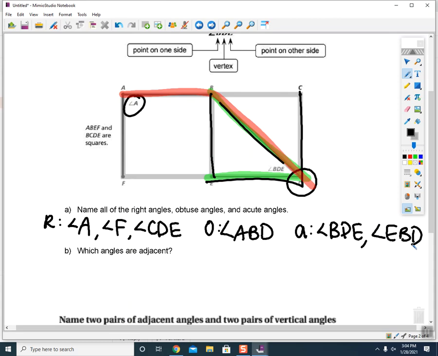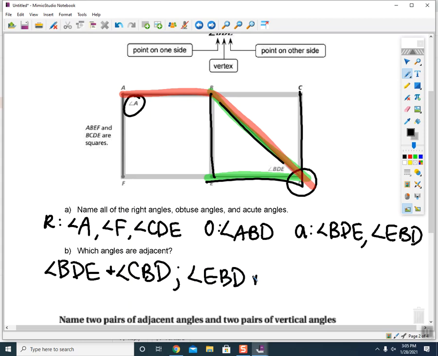Which angles are adjacent? Well, I have angle BDE, if I want to look at that one. What angle is right next to angle BDE? Well, the one right next to it is CDB. Right? And angle CBD. Let's find one more. If I want to look at, let's see, EBD, angle EBD would have an adjacent angle of CBD.